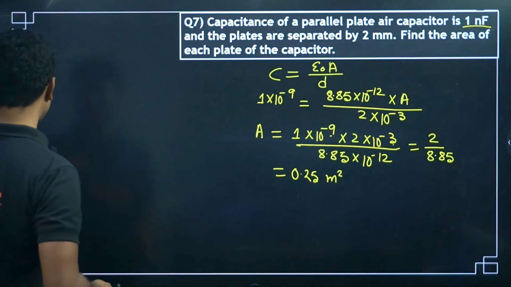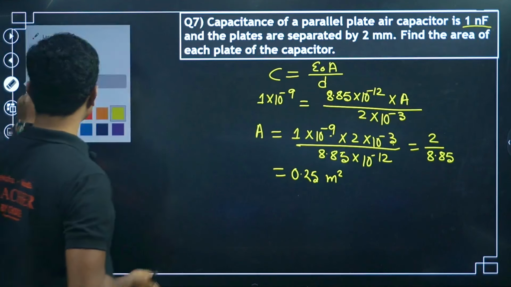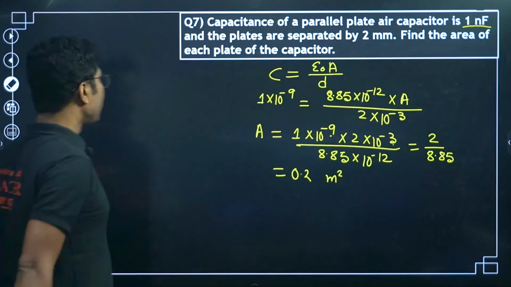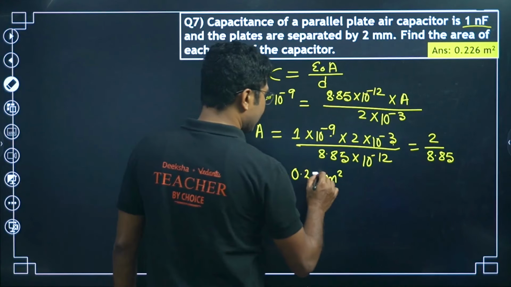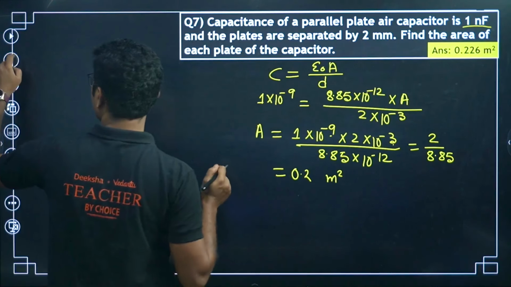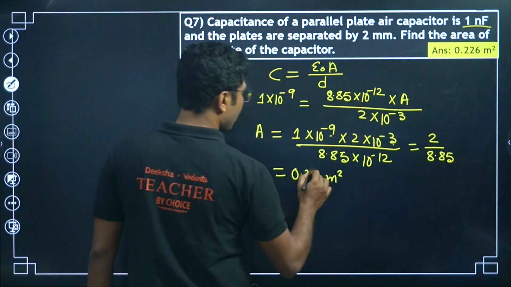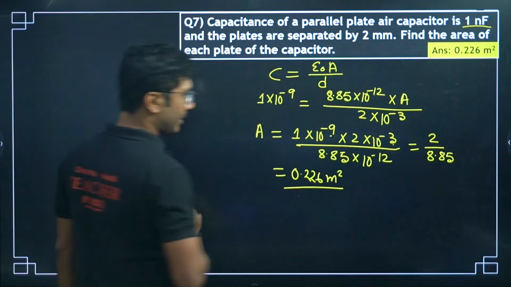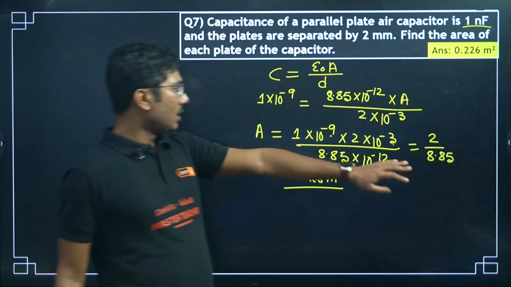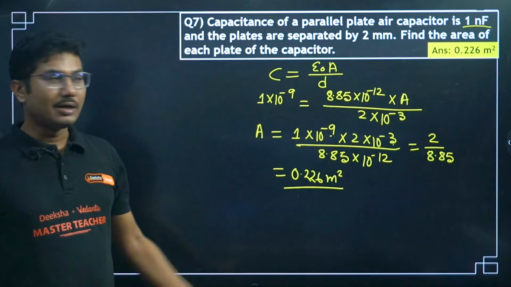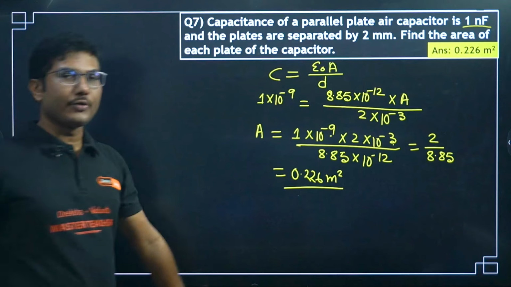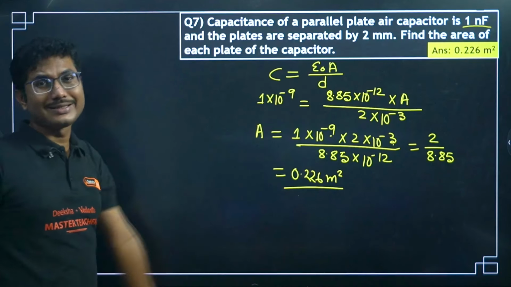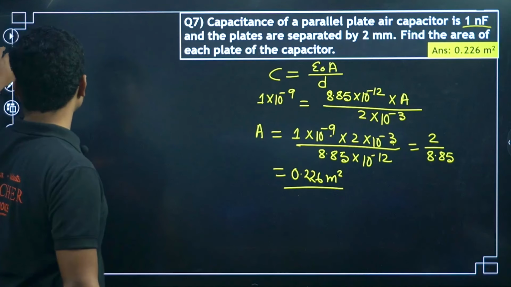Actually, not 0.25, it will be 0.2. Approximately 0.2 meter square is the answer, 0.226. Okay. So, if you use a calculator, you can calculate the exact value, 0.226 meter square. Okay. So, this is how you calculate the area of the capacitor plates. This is not a 5-mark question. If it is coming, it will come as a 3-mark numerical question.